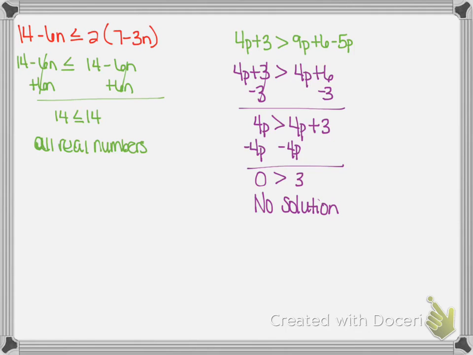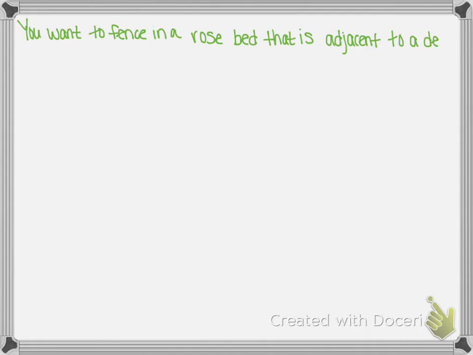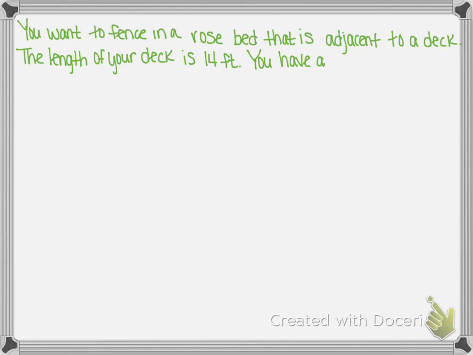Okay, so those are the 4 examples that I have: no solution, all real solutions, and then 2 examples if you're solving and you get a number for an answer. Let's look at a word problem though. You want to fence in a rose bed that is adjacent to a deck. The length of your deck is 14 feet. You have at most 44 feet of fence. What are the possible widths of the rose bed?